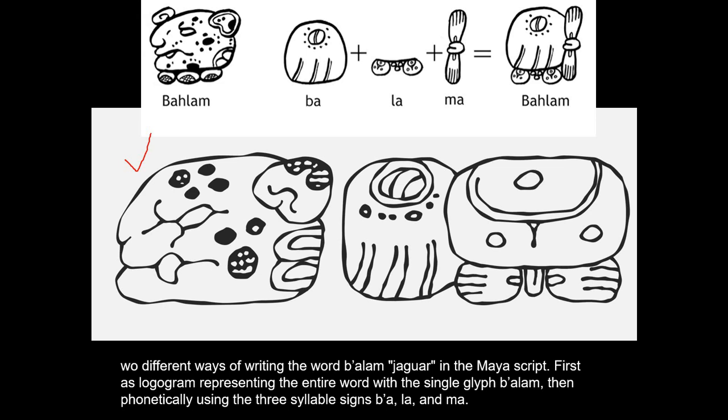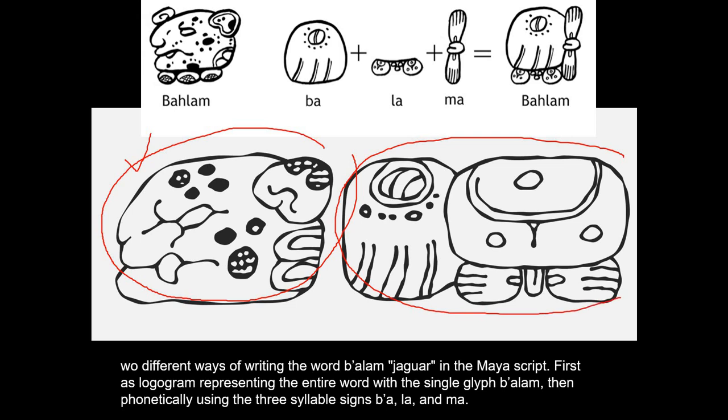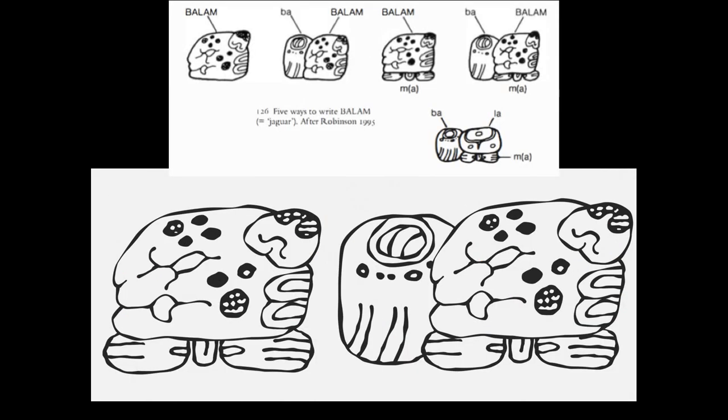So this is Balam, but this is also Balam. And this one is made from combining several symbols together. You can see the Ba, which is right there, the La, which is right there, and then the other part up here becomes the next group. So there's two different ways that you can write this. Oh, but wait, there's more. Because you can actually write it several different ways.